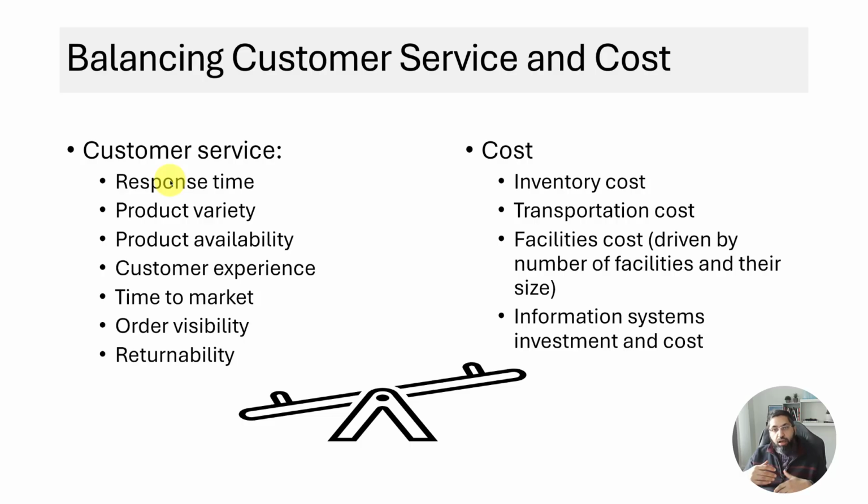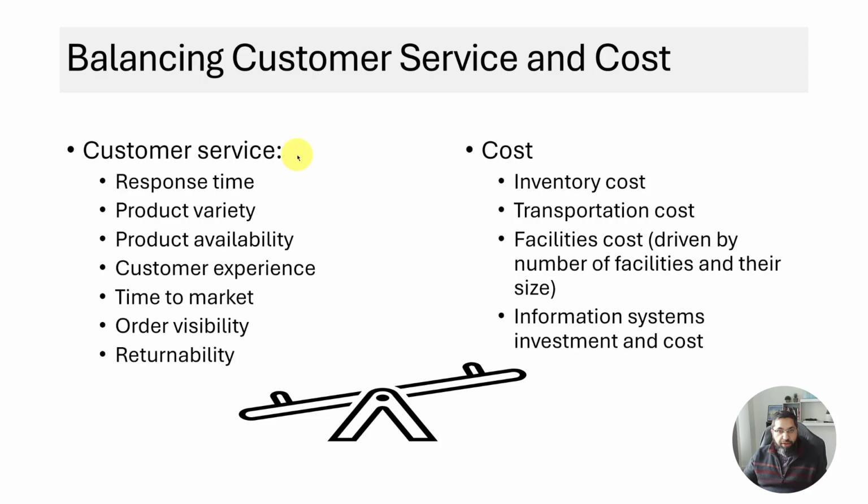Now on the cost side, inventory impacts inventory costs because if you have a lot of product variety, for example, you're going to have a lot of inventory to store because you're storing so many different types of products. But if you reduce your product variety, like Sam's Club and Costco do, that can help you to keep your inventory costs down because you only have to store inventory for a few products. Transportation cost is obviously an important major part of the cost. Facility costs are often driven by the number of facilities at this size. Information systems investment and cost often has to do with being able to track your orders and be able to order online, for example. That needs a lot of infrastructure and investment in IT.